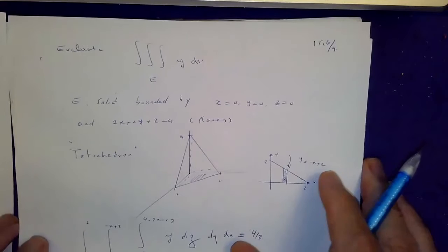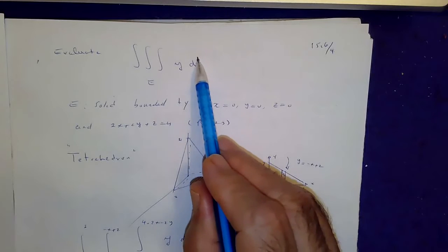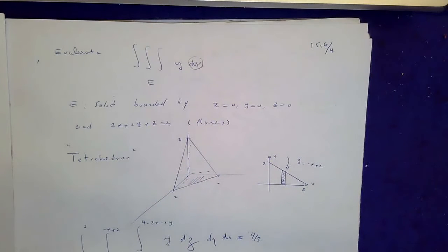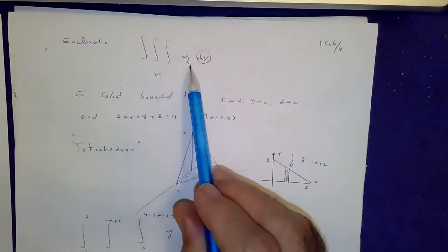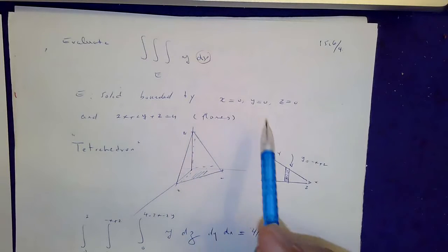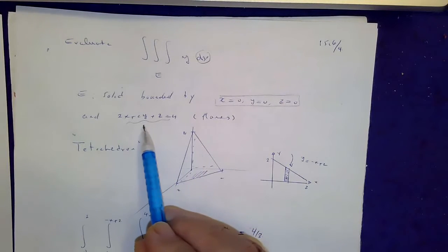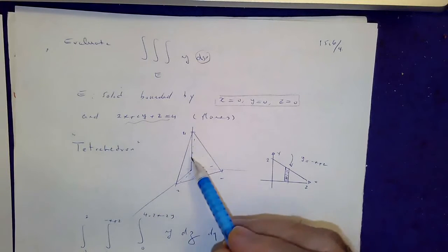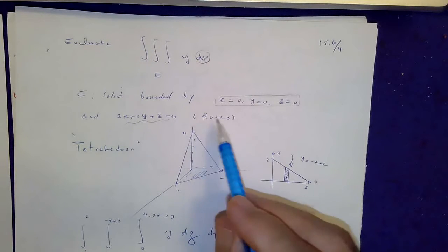So now the question is, evaluate this integral, which is y dV. Notice they didn't tell you what the order of dV should be, so it's entirely up to you to choose one of those 6 ways of setting up this triple integral. The question is, evaluate this if E is the solid bounded by the coordinate planes and the plane 2x plus 2y plus z is equal to 4.